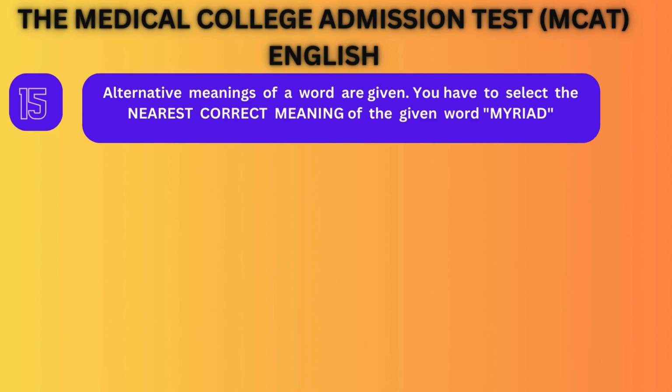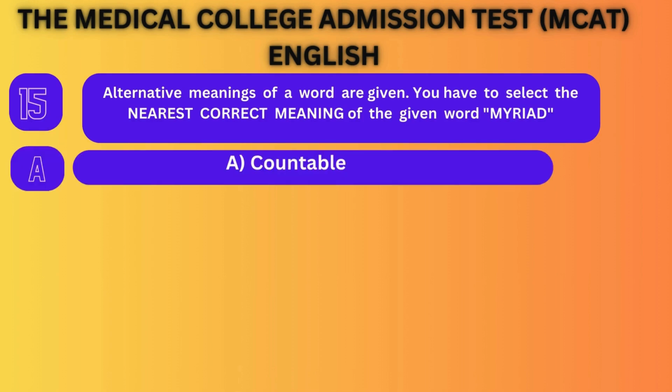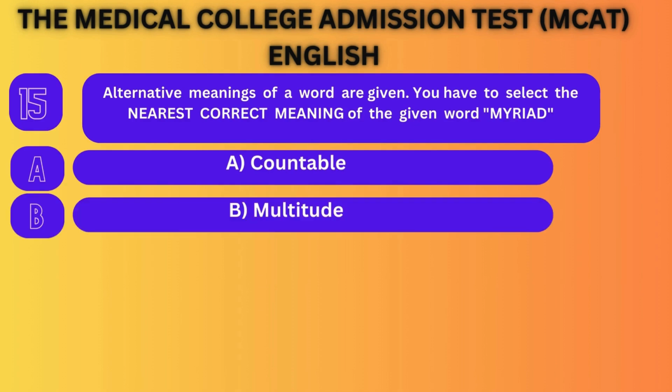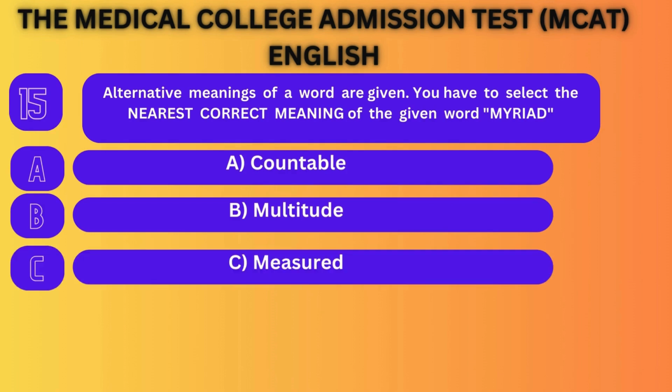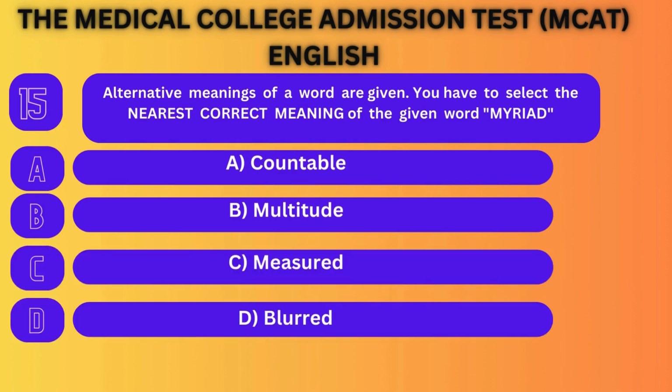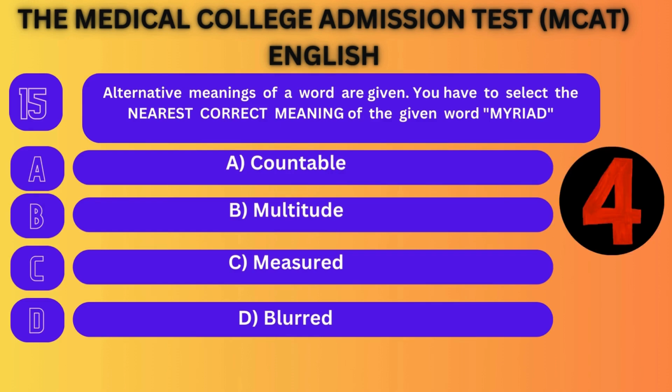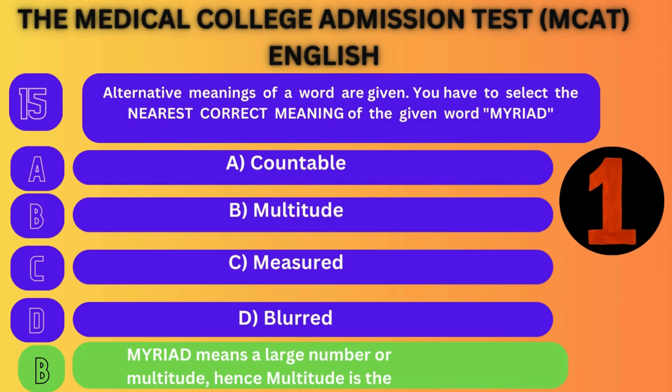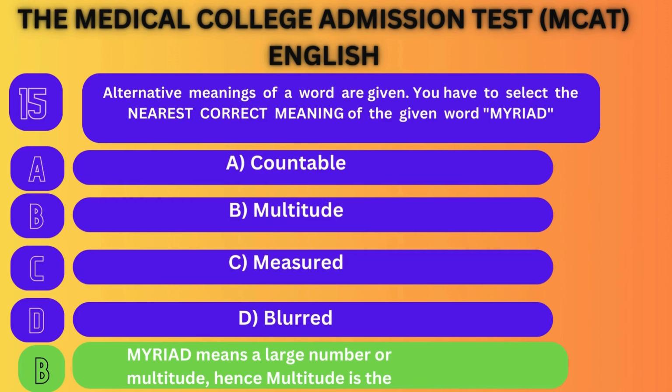Question number 15. Alternative meanings of a word are given. You have to select the nearest correct meaning of the given word, myriad. Option A, countable. Option B, multitude. Option C, measured. Option D, blurred. Correct answer is B.